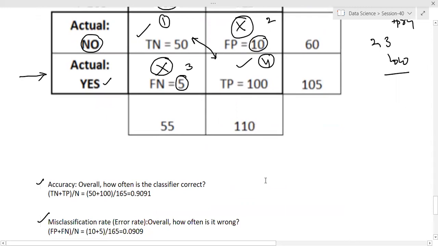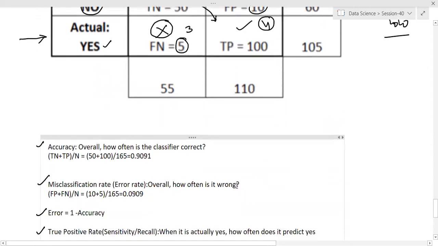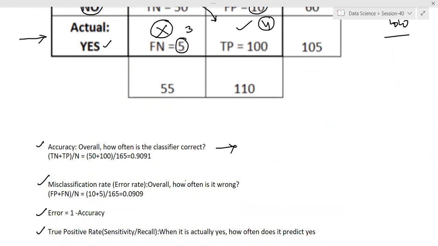Okay, what do you mean by classifier here, guys? What do you mean by classifier here, by the way? The confusion matrix, how it is classifying the prediction, how our algorithm is... That means the algorithm only, no? Classifier means your model, guys.